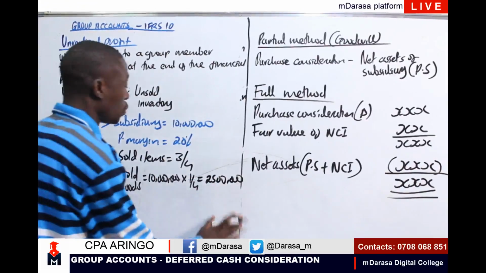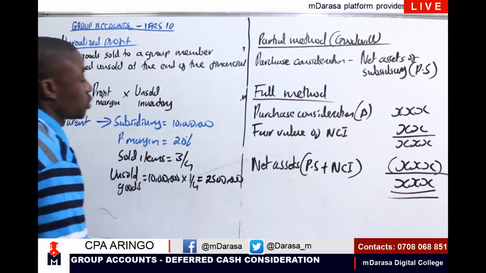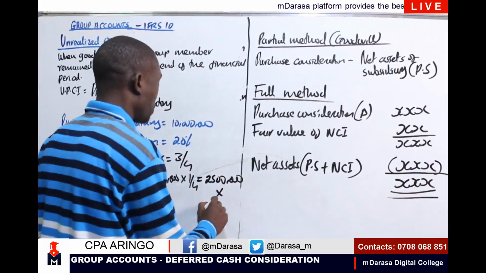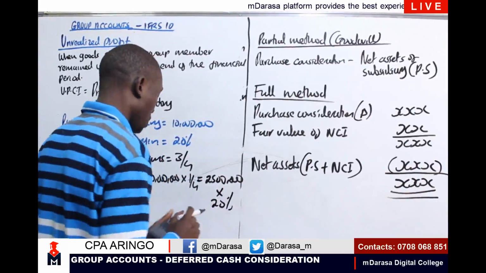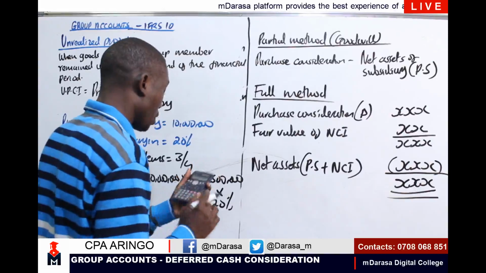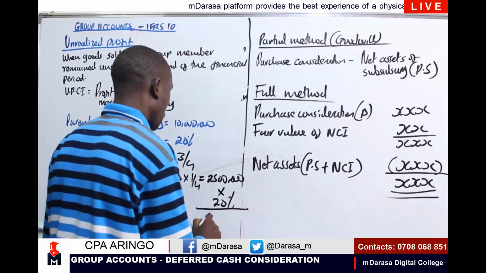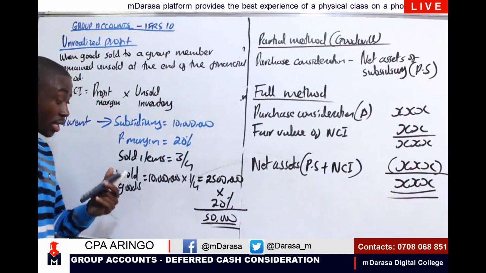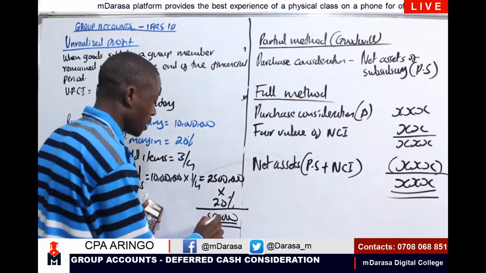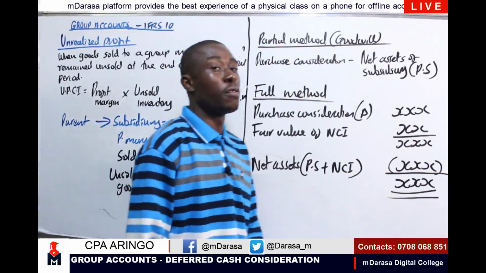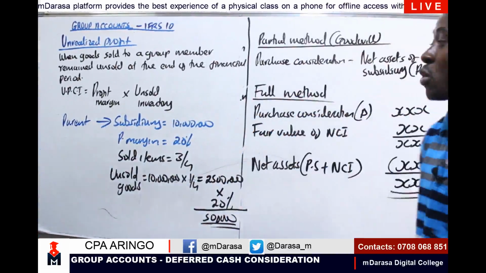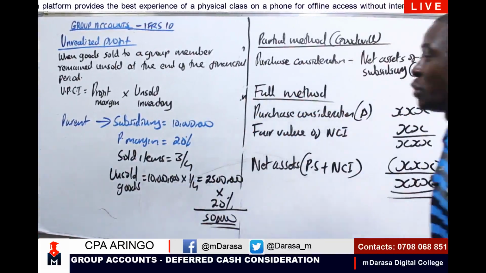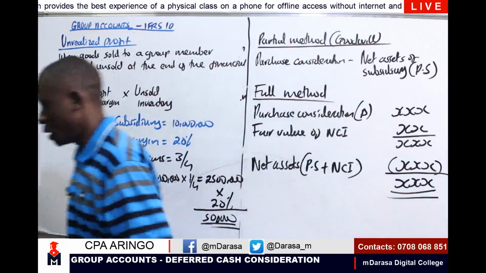And remember, these goods were sold at a margin of 20%. So therefore, times 20%, I should be having times 0.2. So therefore, my unrealized profit, I'm going to have what? The 50,000. Or rather, in this case, I'm having 500,000. So unrealized profit will be 500,000. Basically, this is a simple way for you to understand what unrealized profit is.